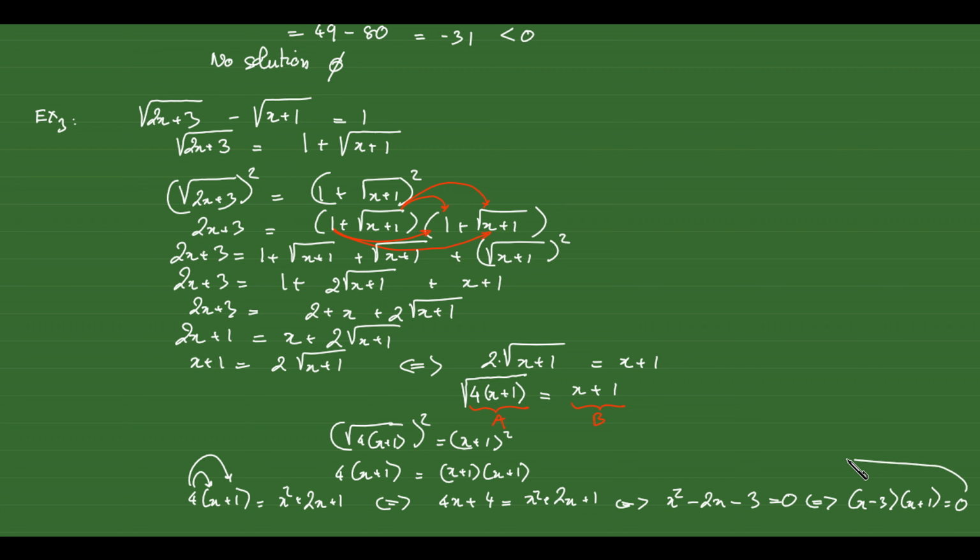And from here, I'm sorry, I'm going to have to write up here because we don't have enough space. I can go ahead and split this up using the zero product property. So x equals 3 and x equals negative 1.